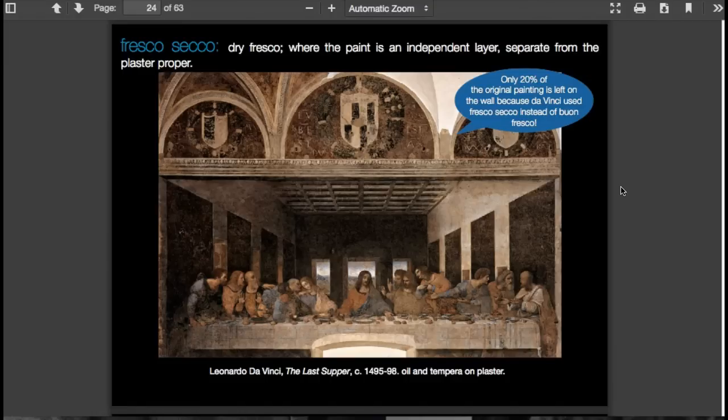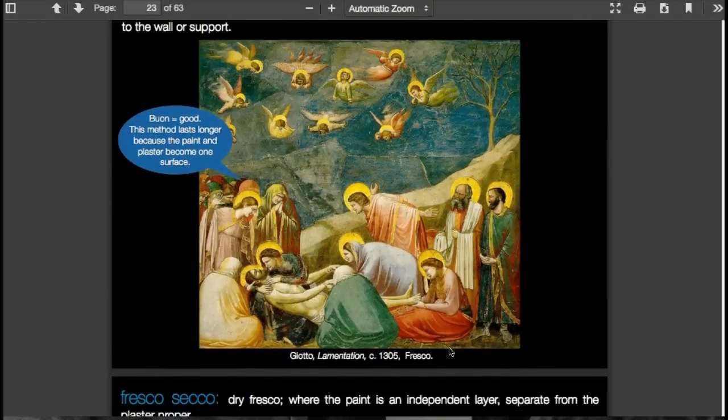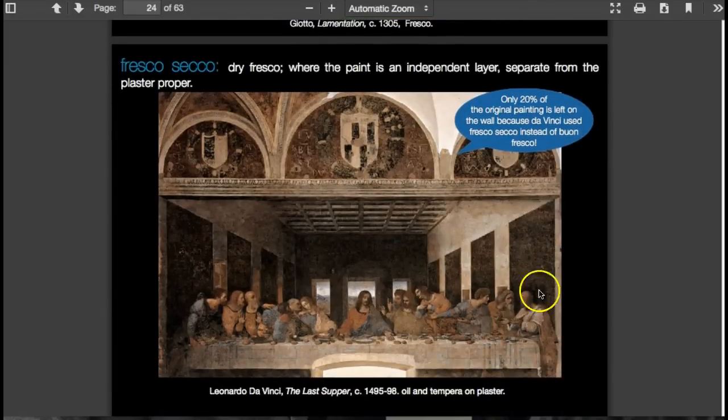And Da Vinci's Last Supper is actually a great example of this. We knew about buon fresco. This is 1495, nearly 200 years after Giotto's Lamentation, and look at the difference. There's only 20% of the original painting left on the wall because Da Vinci used this method instead of buon fresco. Restoration specialists are painstakingly, millimeter by millimeter, trying to restore this, but it's really quite sad how much it's deteriorated.